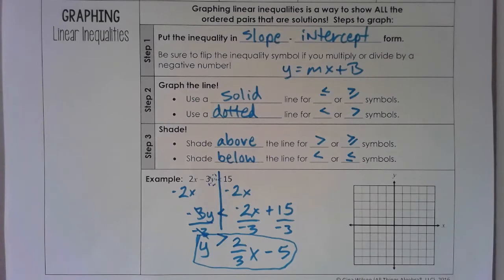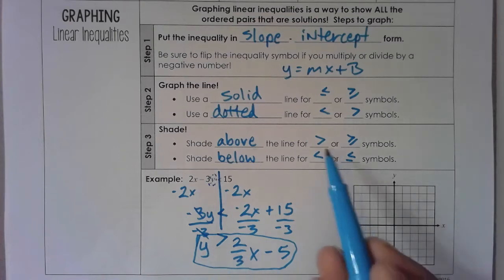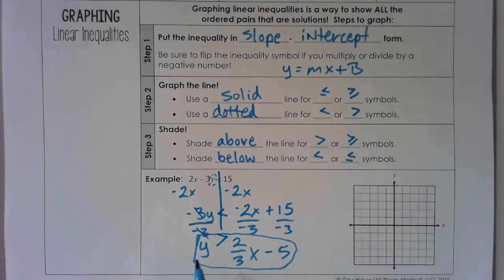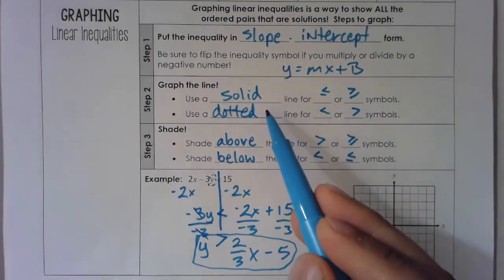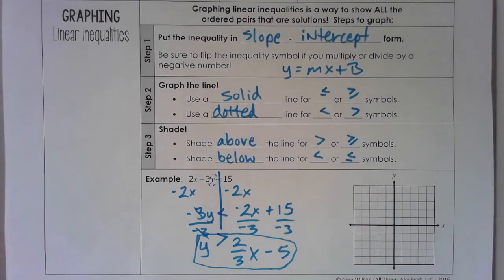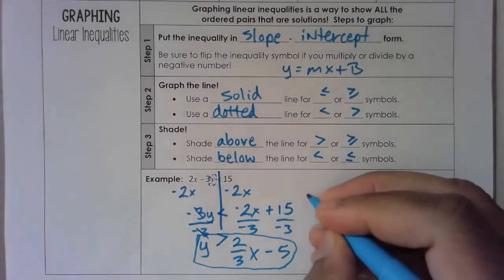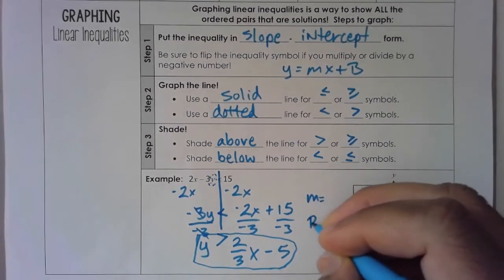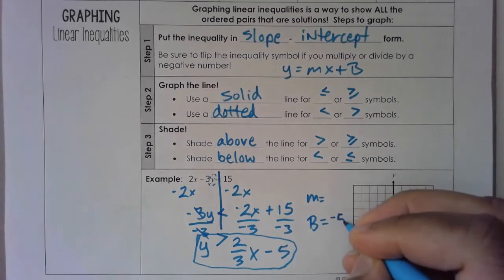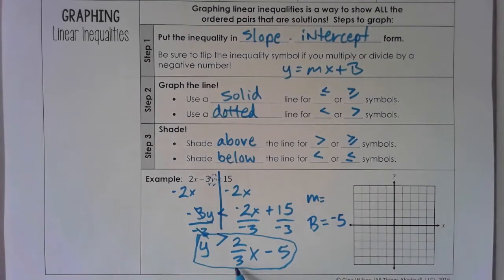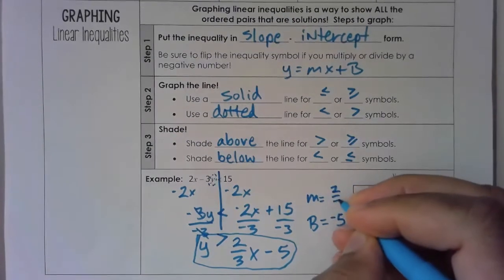What do I know from this sign right here? Well, it's a greater than sign, and that tells me I'm going to be shading above. But the greater than sign also tells me it's going to be a dotted line. When I go ahead and graph that, I have to start with my m and my b again in order to make my graph. My b here is a negative 5, and my m, which is the slope, is going to be 2/3.